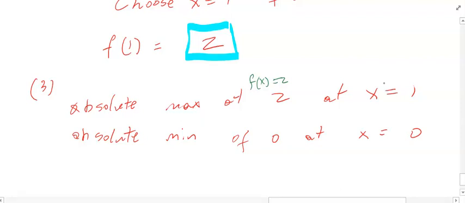the absolute minimum will be at f of x equals 0, okay? f of x equals 0, or you could just say the absolute value is 0. Absolute value is 0 when x equals 0. The absolute minimum is 0 when x equals 0.